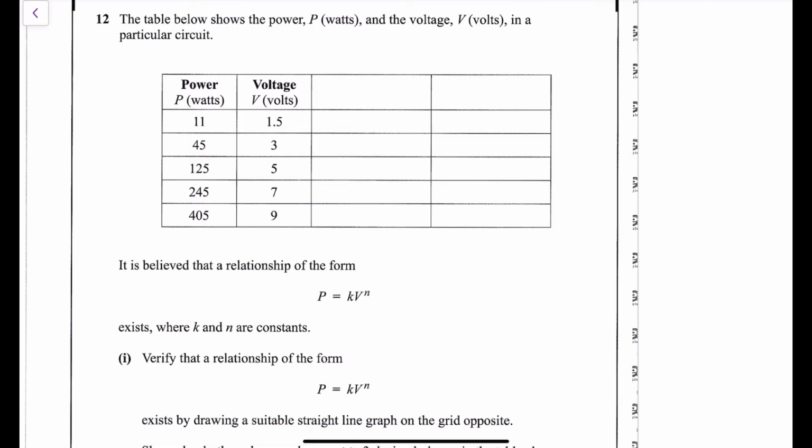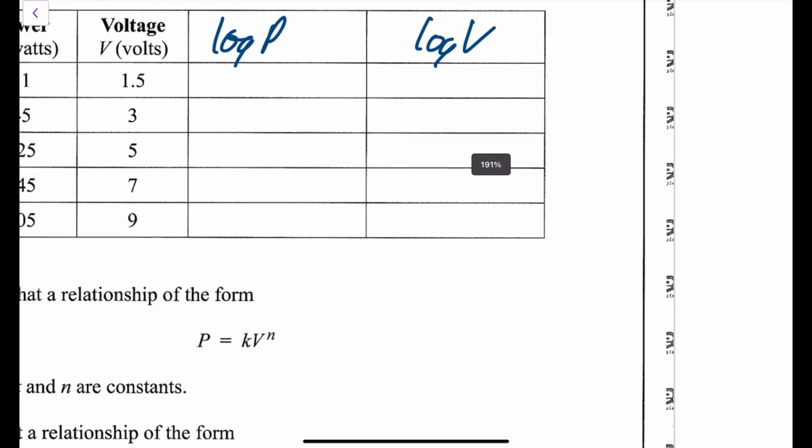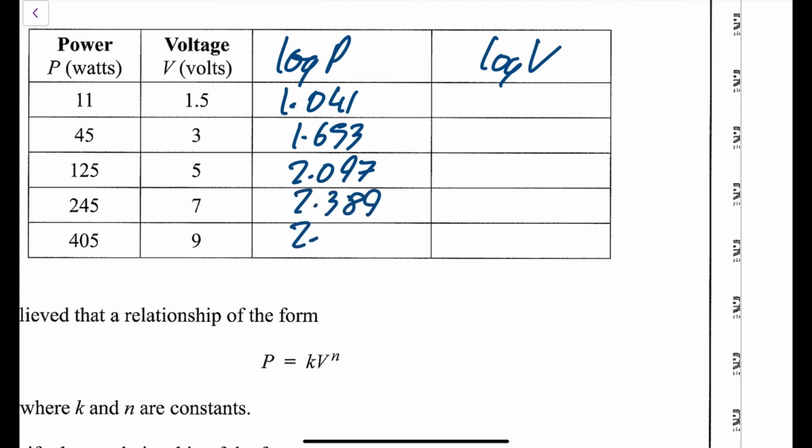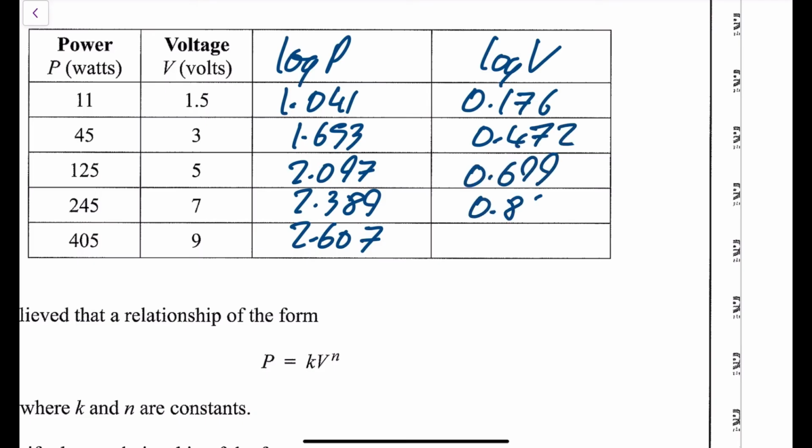So here, we need to find log P and log V. And I have worked these all out already, so I'm just going to fire through these very quickly. 1.041, 1.653, 2.097, 2.389, 2.607, and my log V is 0.176, 0.472, 0.699, 0.845, 0.954.